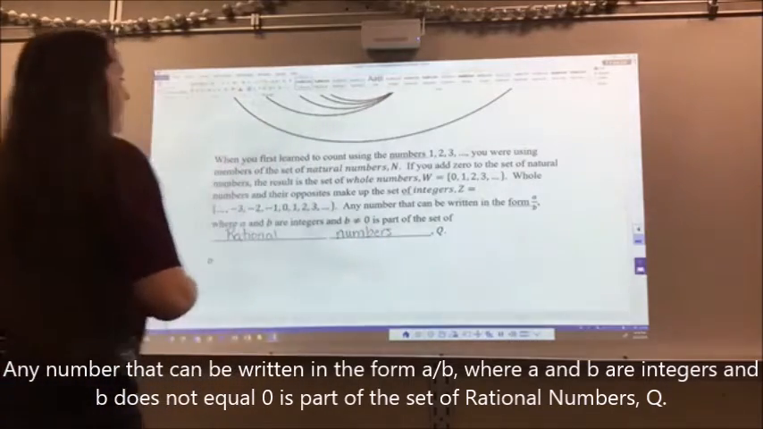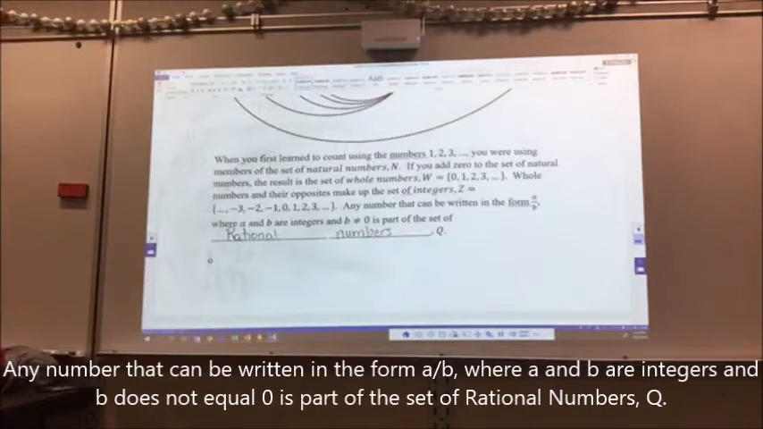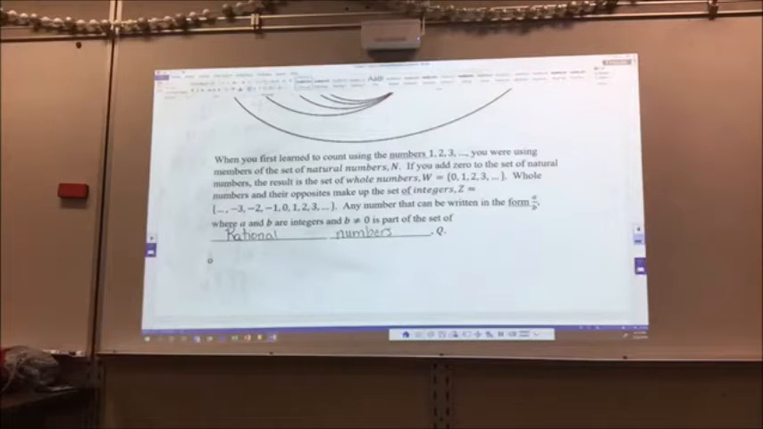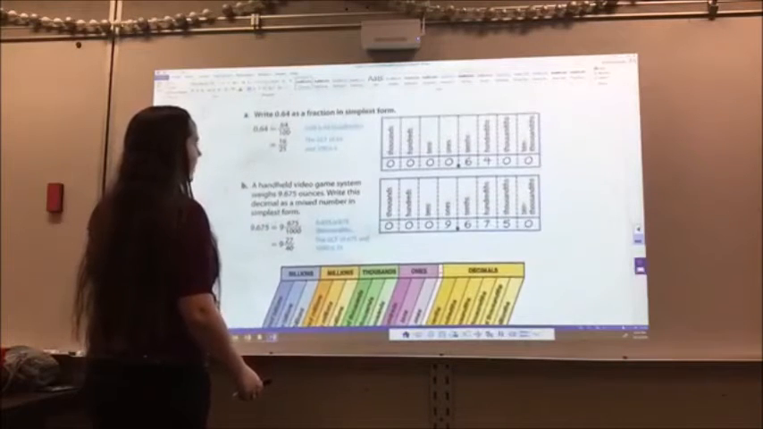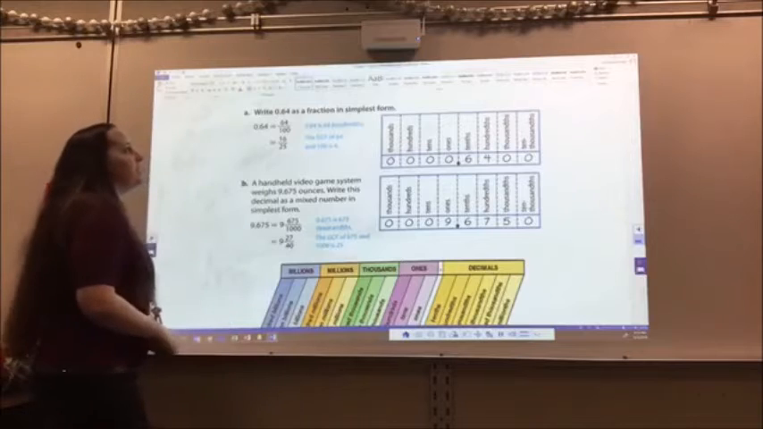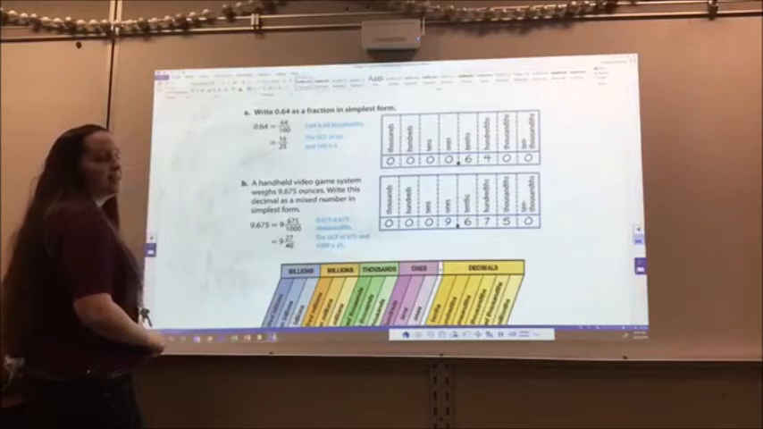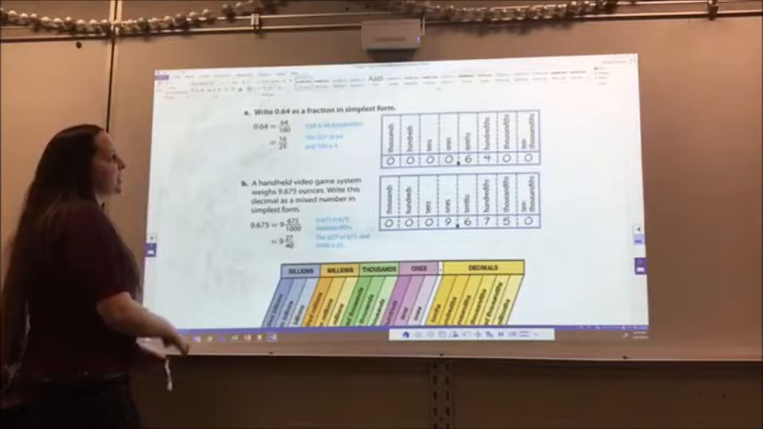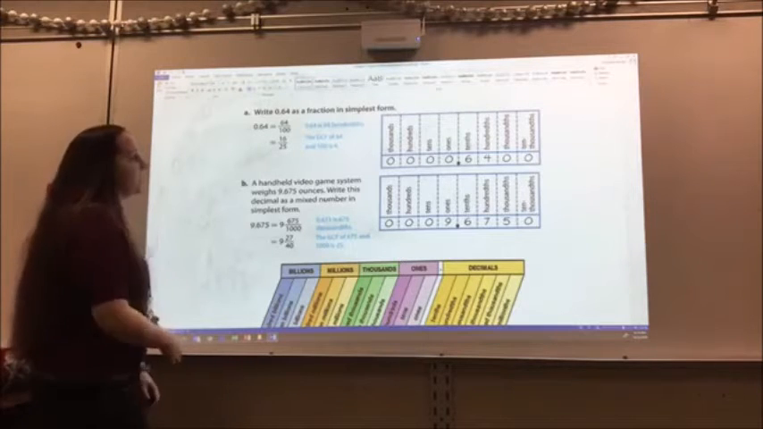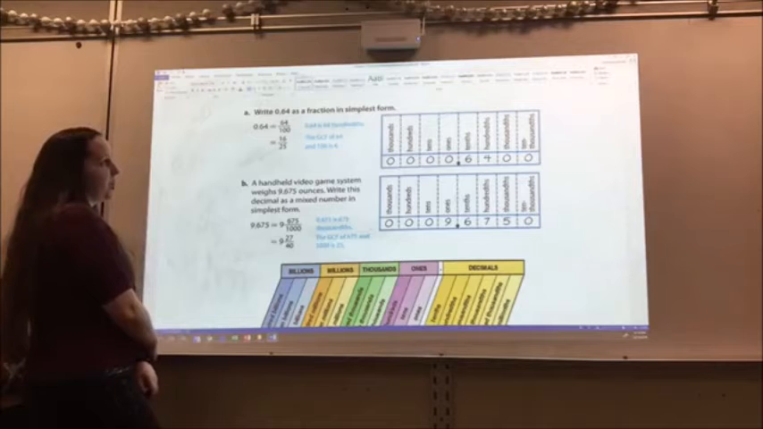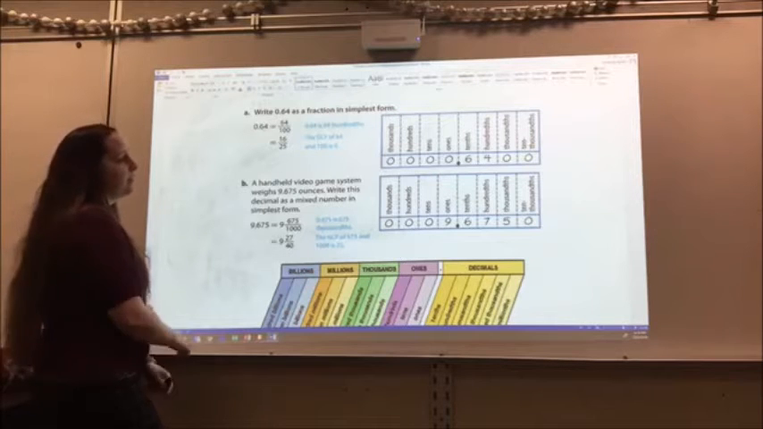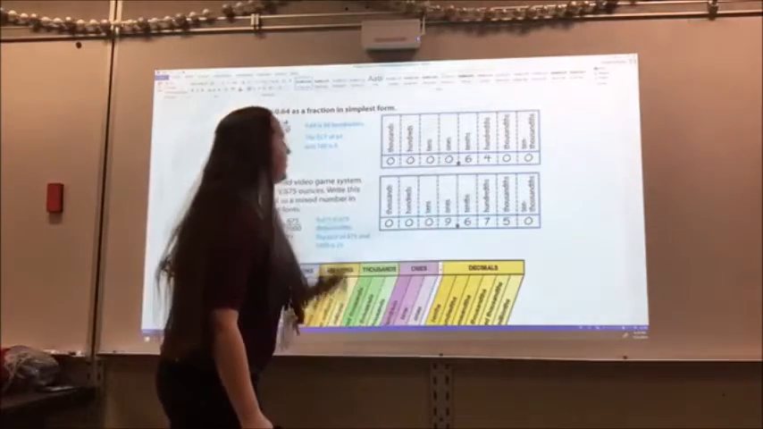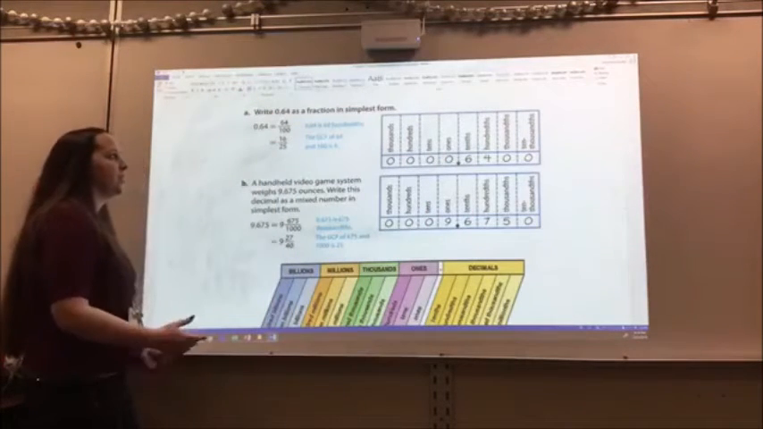Okay, so any number that can be written in the form A over B, where A and B are integers and B is not 0, is a part of the set of rational numbers. All right, so let's take a look at a couple of examples. I'm going to write 0.64 as a fraction in simplest form. So 0.64 I can write as 64 over 100, and then I can simplify by dividing both of these by 4. So 64 divided by 4 is 16, and 100 divided by 4 is 25. Okay? So this is really 64 hundredths. That's how you would actually say it instead of 0.64.